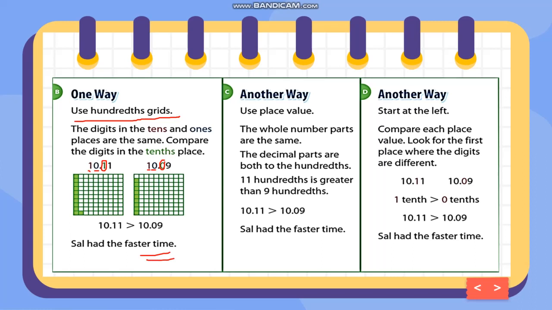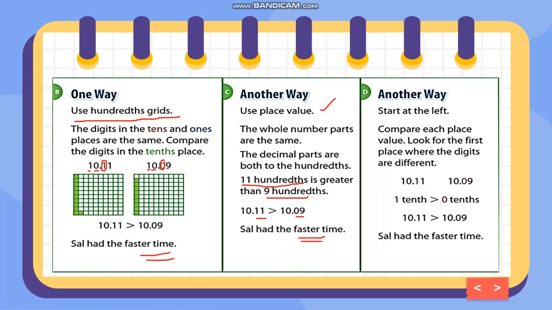Another way is using the place value. The whole number parts are the same, and the decimal parts are both in the hundredths. So 11 hundredths is greater than 9 hundredths, so Sal had the faster time.